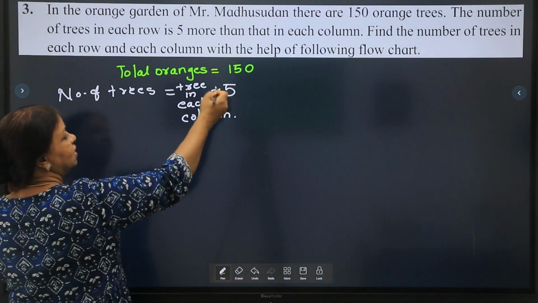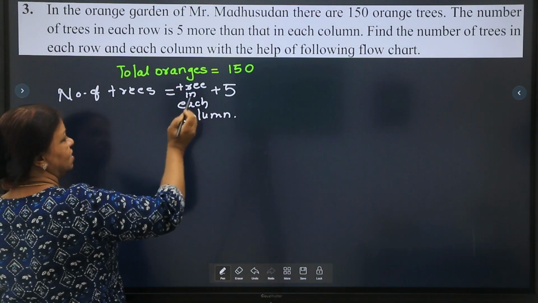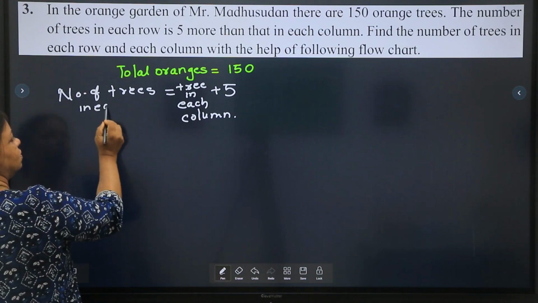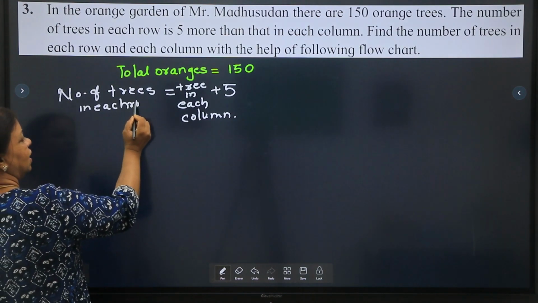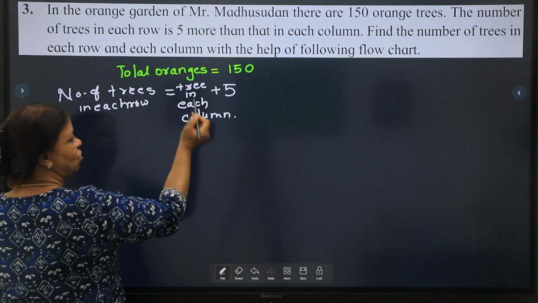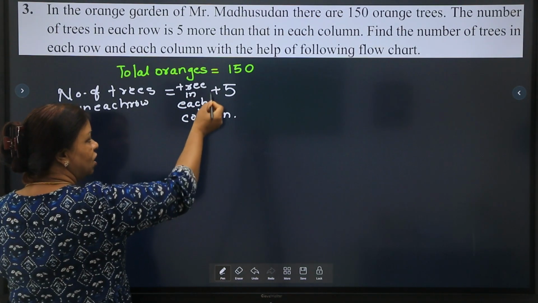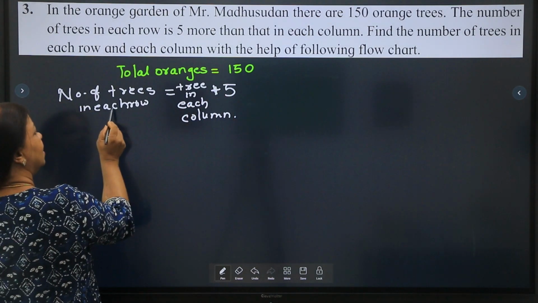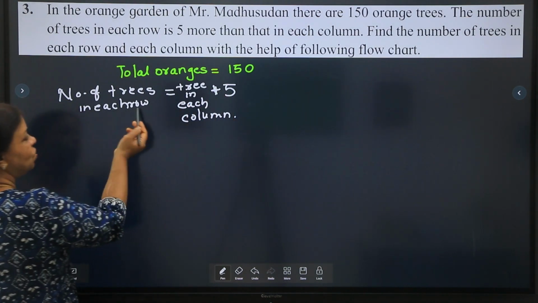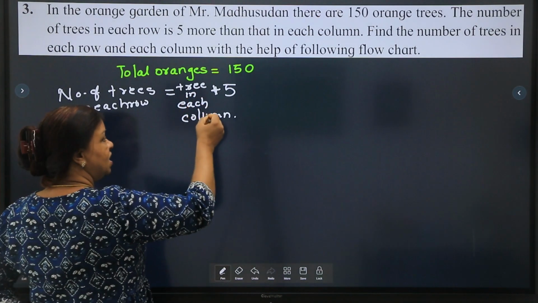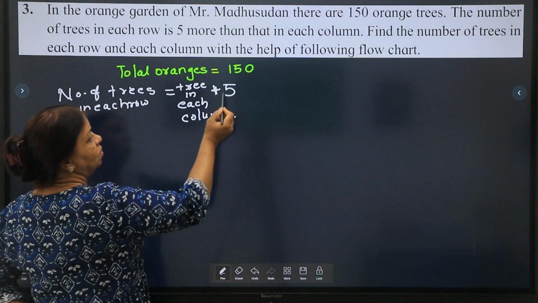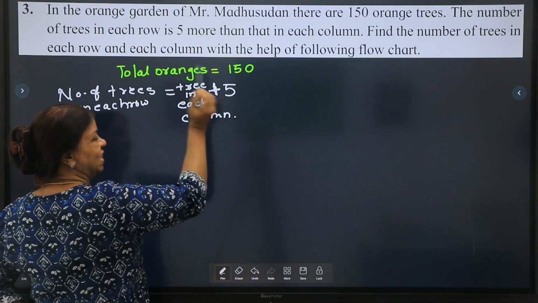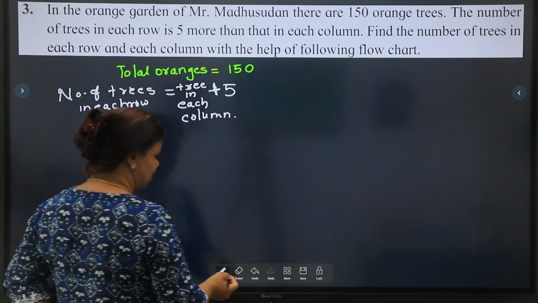Let us assume that the number of trees in each column be x. See, this is number of trees in each row and this is number of trees in each column. But number of trees in each row is plus 5 here. So we should not take number of trees in each row as x. Let us take number of trees in each column as x, because along with number of trees in each row there is one number, plus 5. So let us assume this.